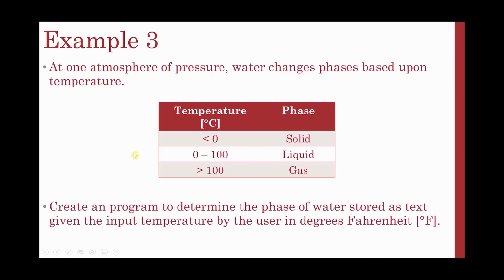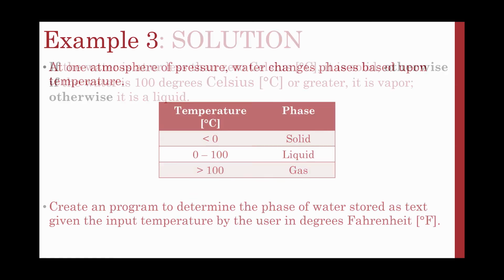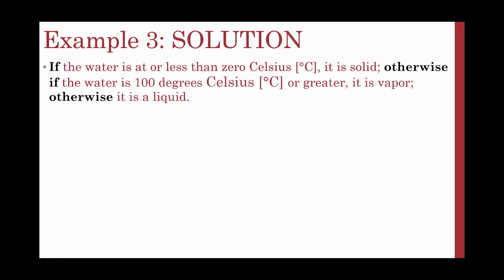Let's go back and look at our example where we're trying to figure out the phase of water, if it's a solid, liquid, or gas. We want to create this in MATLAB, just like we did in Excel. So we're going to ask if the water is less than 0 degrees Celsius, it's solid. Otherwise, if the water is 100 degrees Celsius or greater, it's vapor. Otherwise, it's a liquid. So we have 3 outcomes and 2 decisions. So we're going to use if, else.